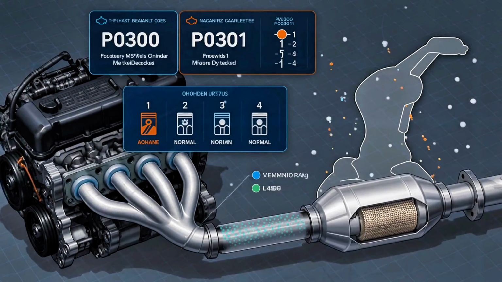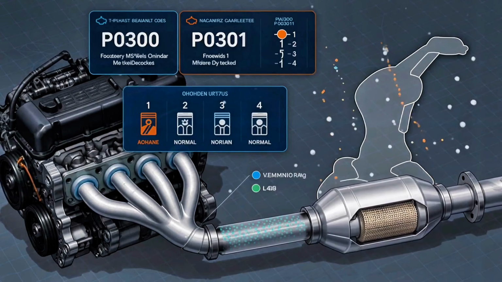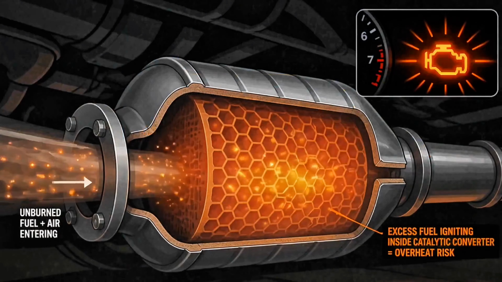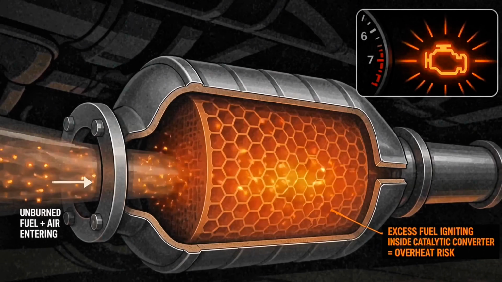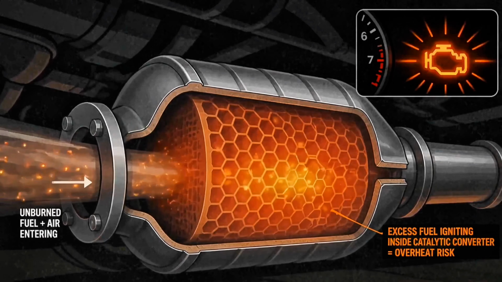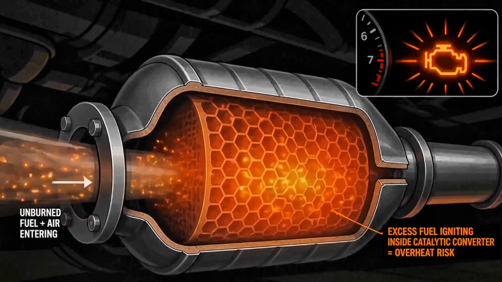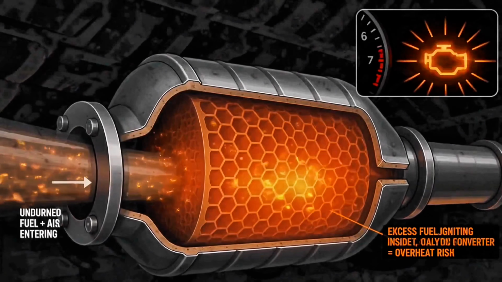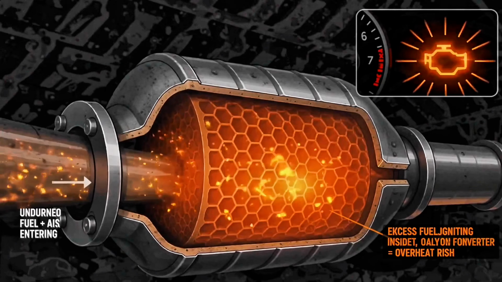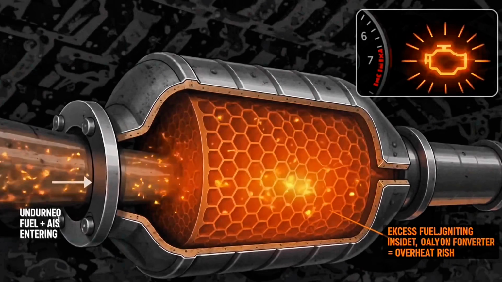Meanwhile, unburned fuel and oxygen can enter the catalytic converter. The converter is already extremely hot. When that extra fuel reacts inside it, the temperature can rise dramatically and damage its delicate internal honeycomb. That is why a flashing light demands immediate attention. It is your car's way of saying continuing to drive may transform one malfunction into several.